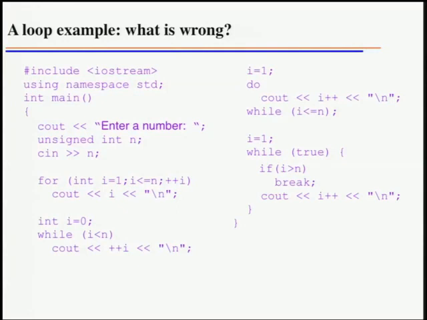Same here. You initialize I to 0 and use a while loop with the condition I less than n. So if the user entered 0, you compare 0 less than 0, which is false, and you will not execute anything. No output will be printed. Otherwise, you will print the result of incrementing I by 1. Here you see this prefix increment. And go to the next iteration.